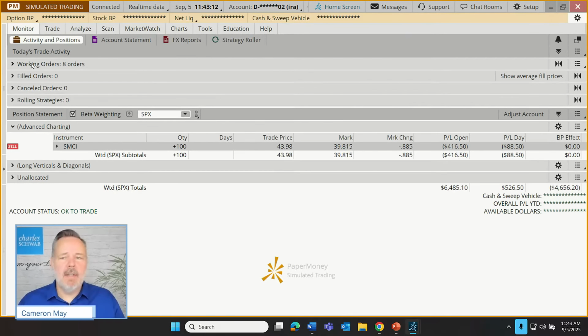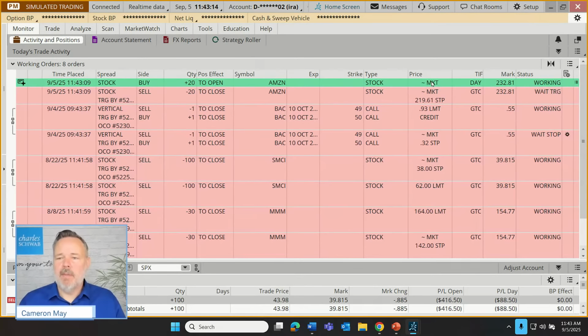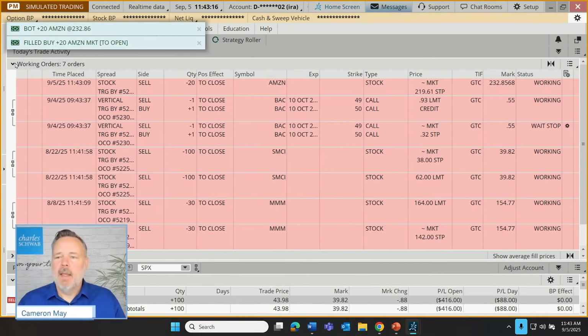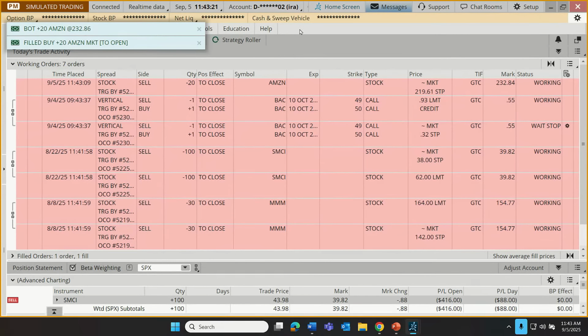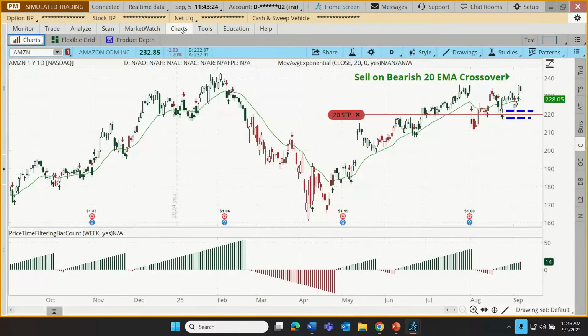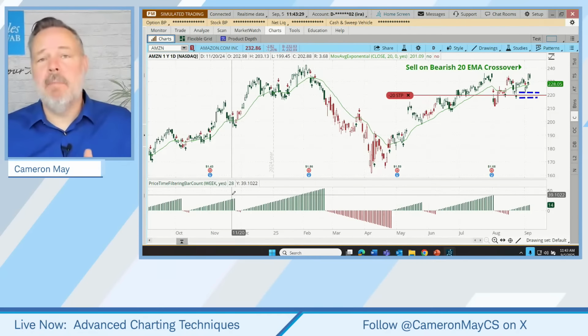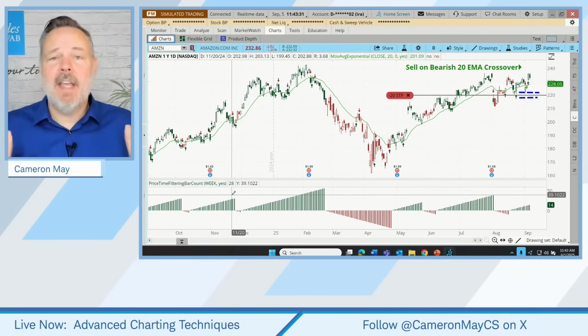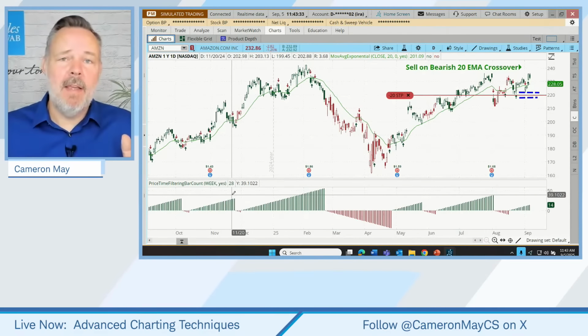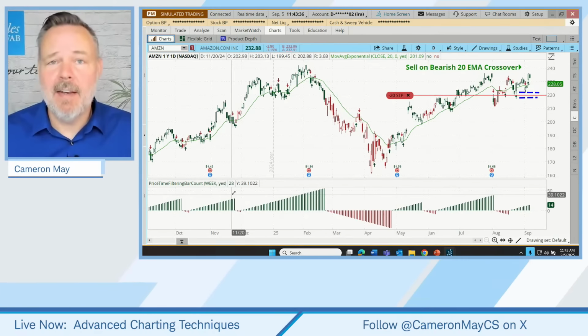And we should get a quick fill because we put this in as a market order. And yeah, look at that. Paid 14 cents less than the 233 we were talking about at time of order entry. But guys, that is how a trader might use this price time filtering bar count trend identification tool to plan and place a trade in combination with another technical indicator.